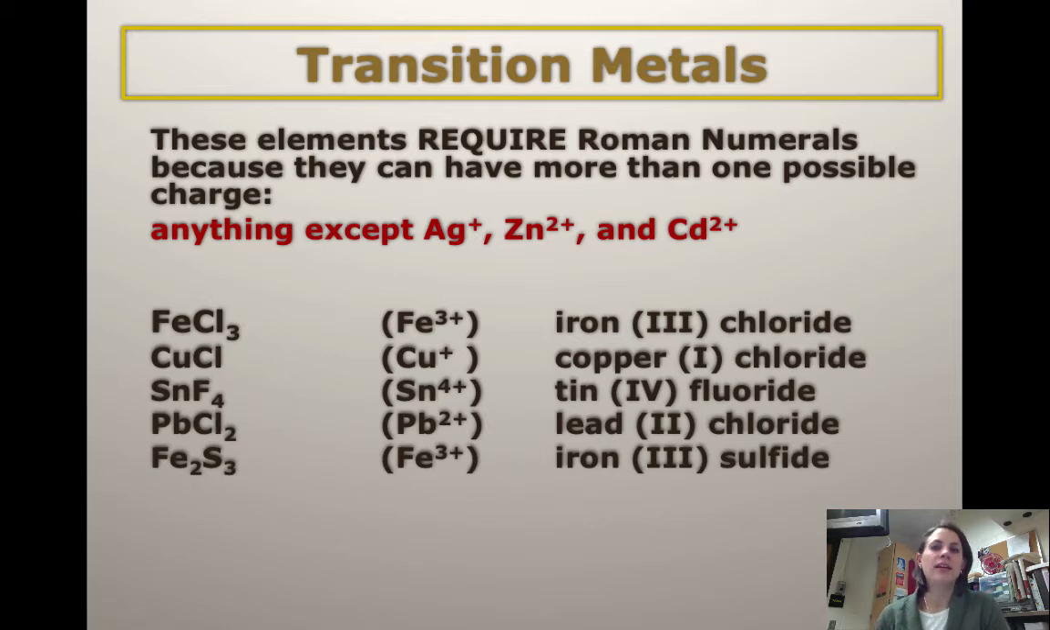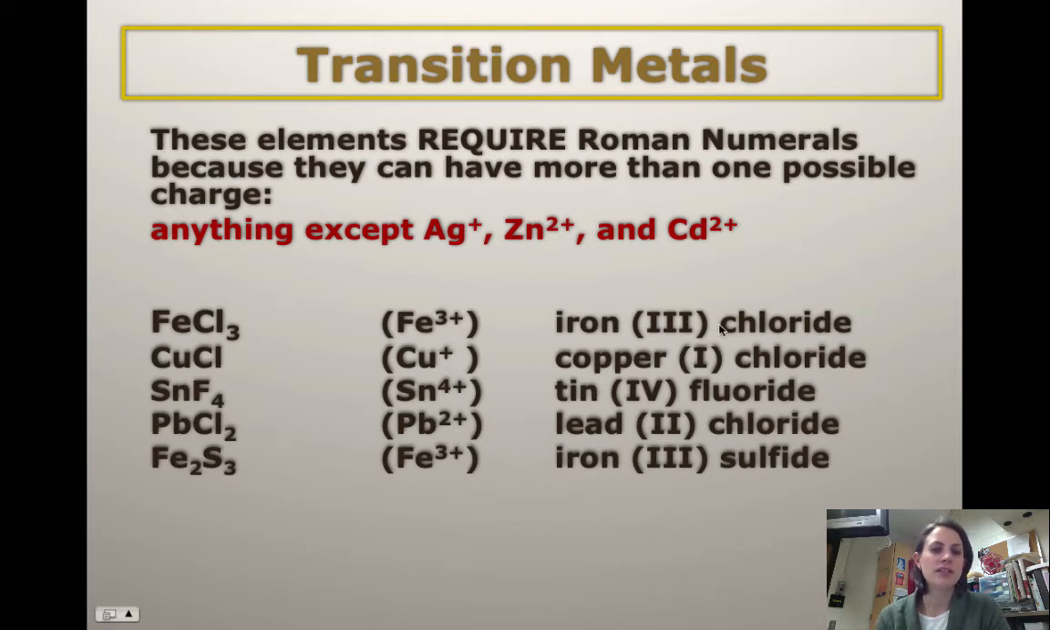Again, we've said that Roman numerals are needed to indicate the charge, and there are a couple of exceptions to this. Silver is an exception. Silver always makes a +1 charge, so you don't need Roman numerals with that. Zinc always makes a +2 charge, and cadmium always makes a +2 charge. These are exceptions that you will need to know and have memorized. Otherwise, you'll be able to figure out the charge of the other kinds of ions.